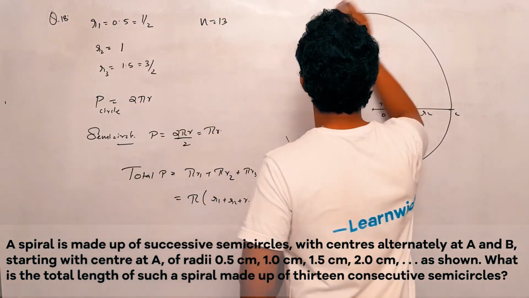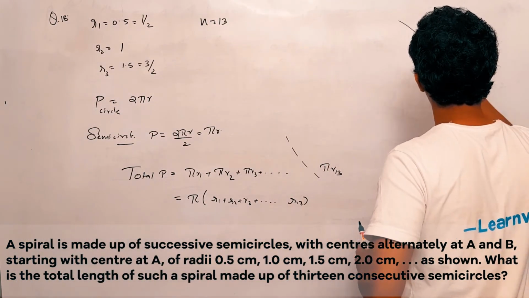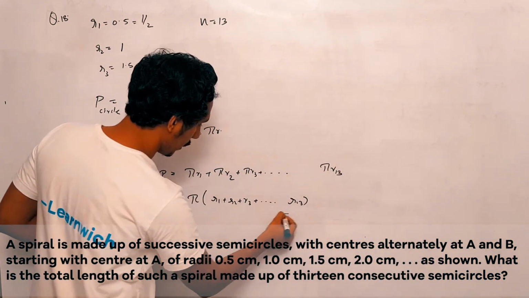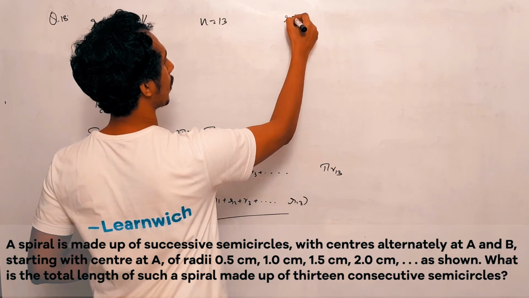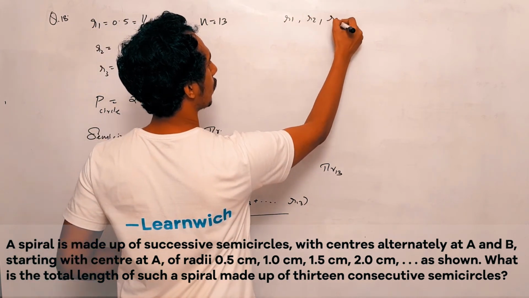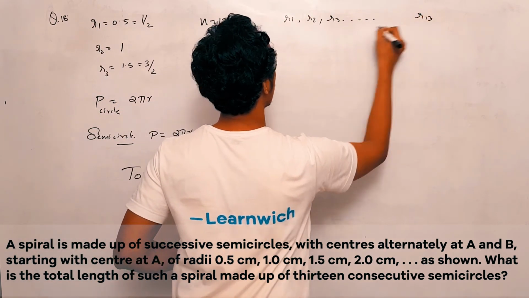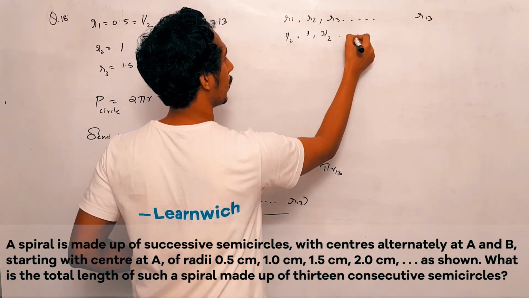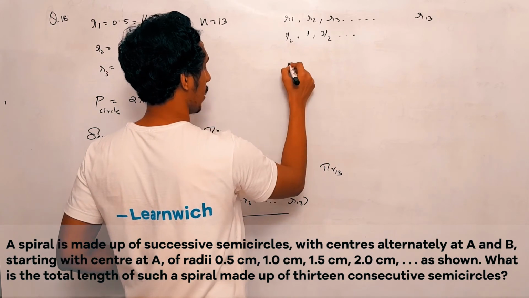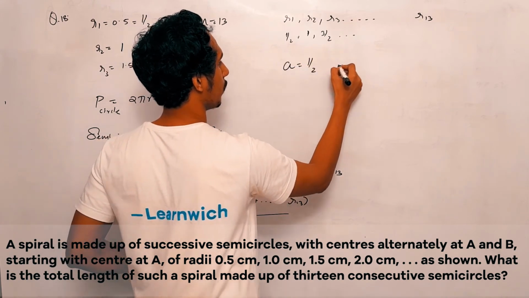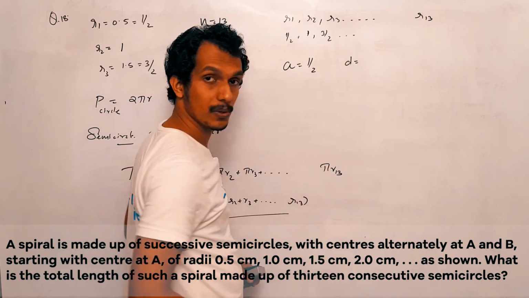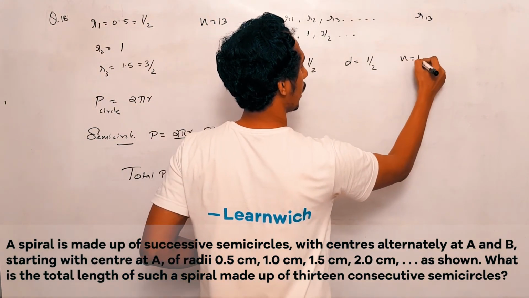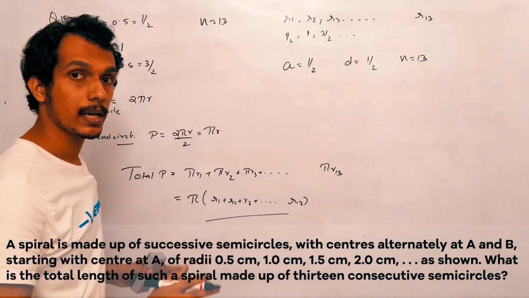Now look at this. What does the question tell you? The question is telling you that the radii are already in AP, which means r1, r2, r3 etc., up to r13 is already in AP. This will be 1 by 2, 1, 3 by 2, etc. So let's say A equals 1 by 2, D is 1 minus 1 by 2, that is also 1 by 2. How many terms are there? There are 13 terms. Correct?